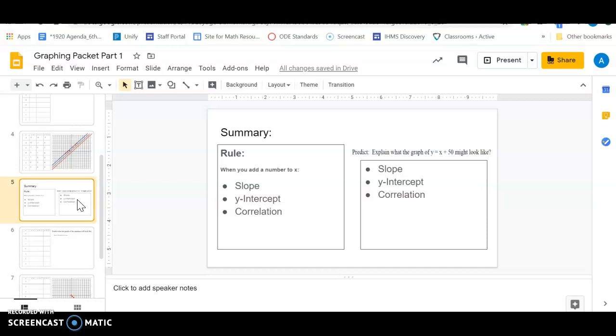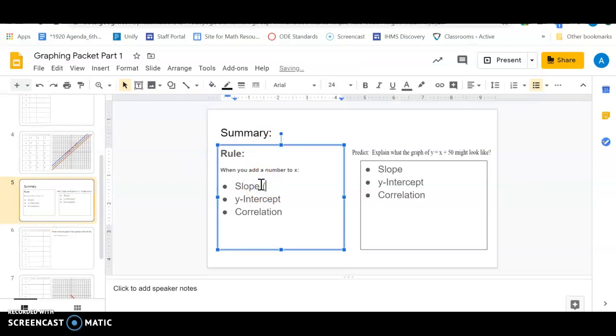Well, there are three things that we talk about with a line. And the first is the slope. And slope talks about the steepness of a line. Did the steepness change when I added a number to x? No, it didn't. So I'm going to put no change in the steepness of the line.